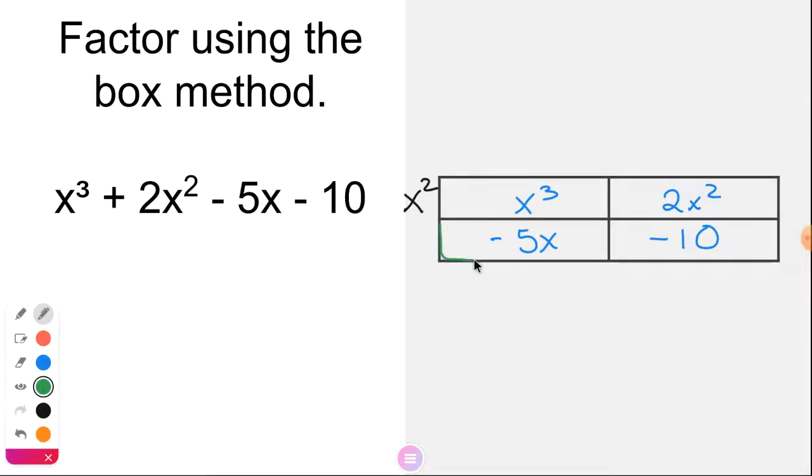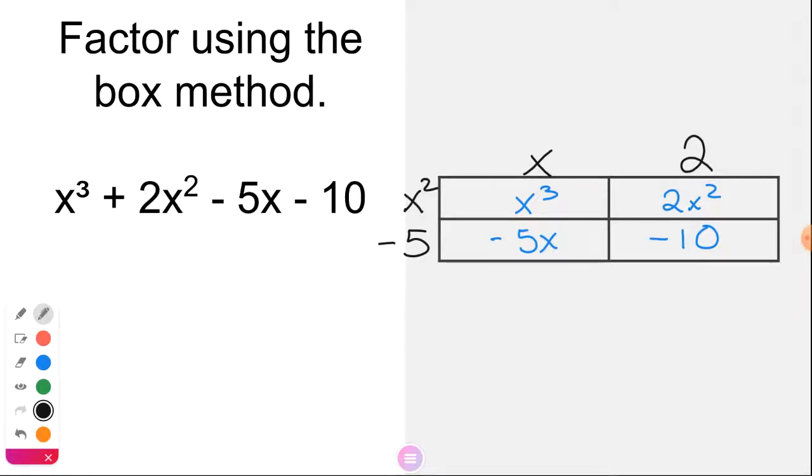Now we're moving on to these next two boxes here. Negative 5x and negative 10. The greatest common factor is a negative 5. Same thing on the top. We're going to look at x cubed and negative 5x. Our greatest common factor would be x, just x, because the bottom one only has an x. And then the last two boxes here, we're looking at 2x squared and negative 10. The greatest common factor for those is 2.